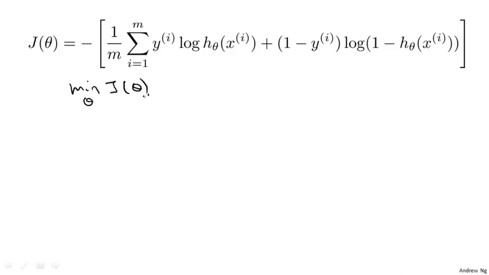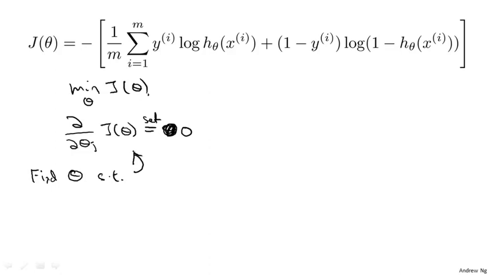One of the ways to find the minimum of a function is to take derivatives and set them to 0. In particular, we can take the derivatives of J of theta, and if we can find a value of theta for which the derivative is equal to 0, then hopefully we'll be at a minimum, because that's how you find minima of functions. So our strategy will be to come up with an algorithm that can find theta such that the derivative is equal to 0.